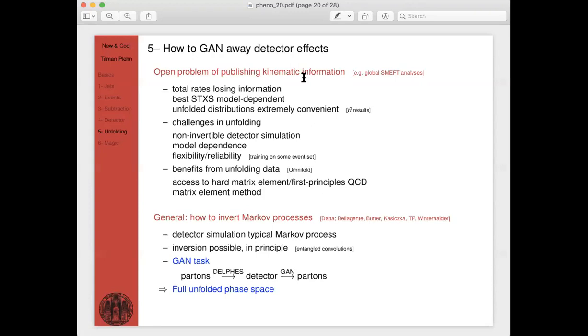Technically, you notice I'm always doing the technical versus physics. Technically, what drives me here is that in particle physics we use Markov processes. We use Monte Carlo generation all the time, all over the place. In principle this is invertible statistically, and we know this under certain hypotheses, but in practice it's not. So this is my GAN task. Partons get folded to detector level by Delphes, which is just another Monte Carlo process, and then inverted using GANs.